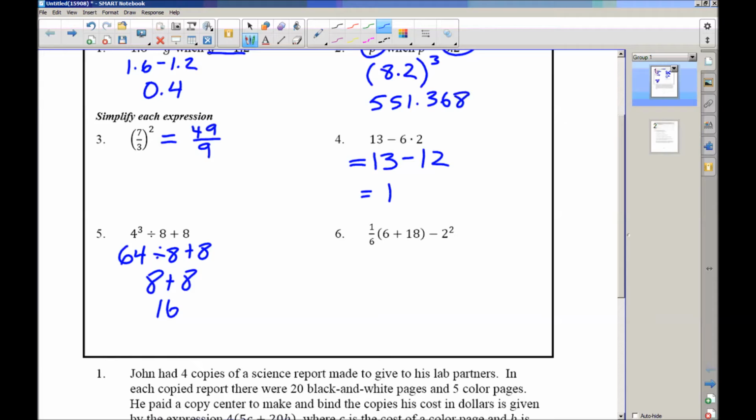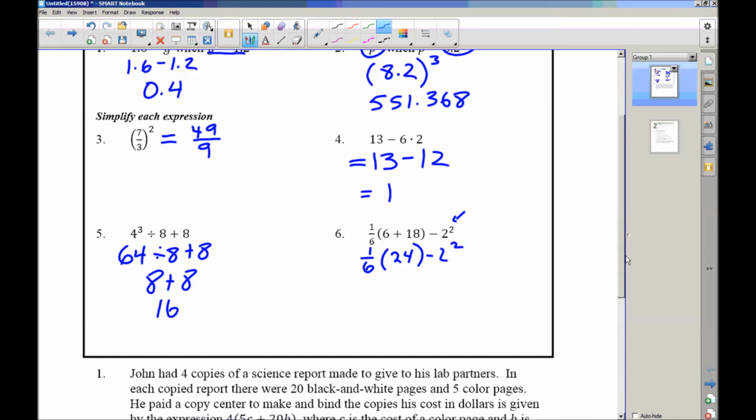All right, number 6. We have every part of the order of operations included here. We have a grouping symbol, the parentheses. We have an exponent, the little 2 up here. We have a multiply between the 1/6 and the answer to our grouping symbol. And we have a subtract. So we're going to have 4 steps of work here. So it's going to be 1/6 times 24 minus 2 squared.